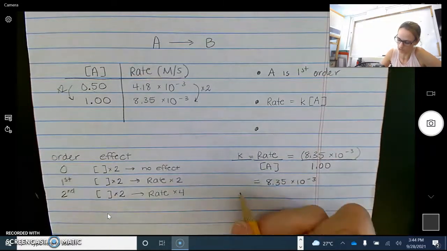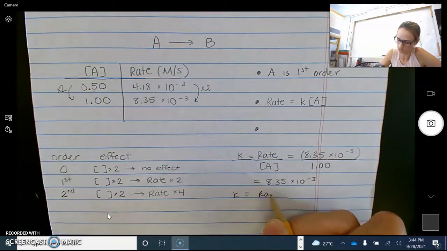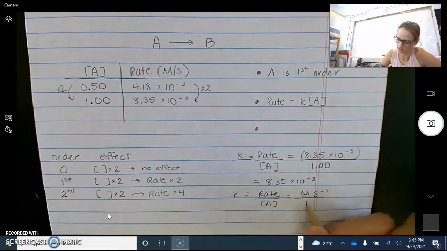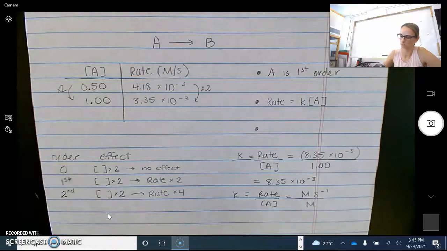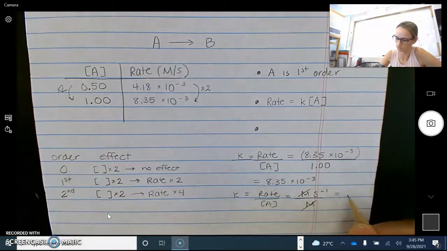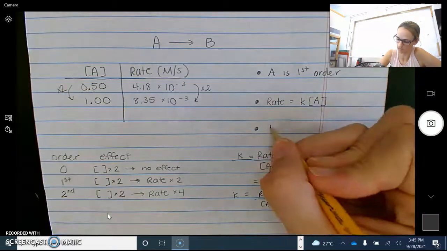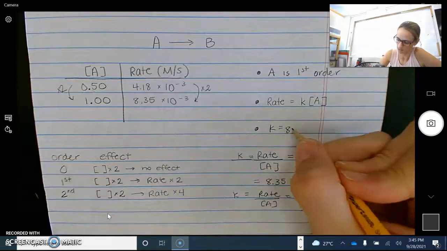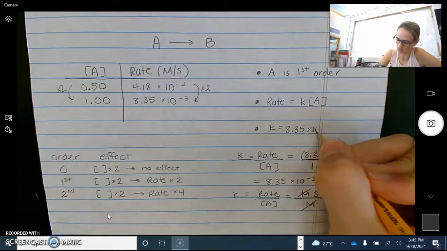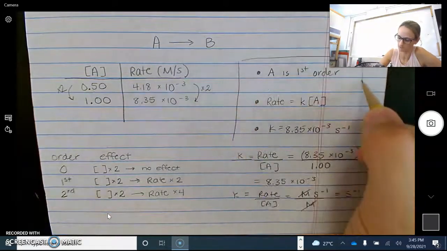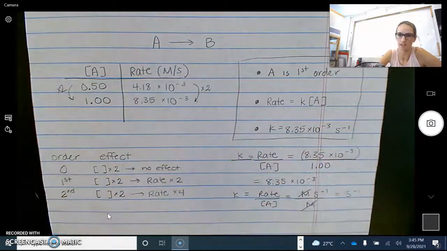To work out the units, start with the same expression for K and just plug the units in. So molar per second divided by molar. The molarities will cancel and you'll be left with seconds to the minus 1. So for this one, K is 8.35 times 10 to the minus 3 seconds to the minus 1. And you're all done.